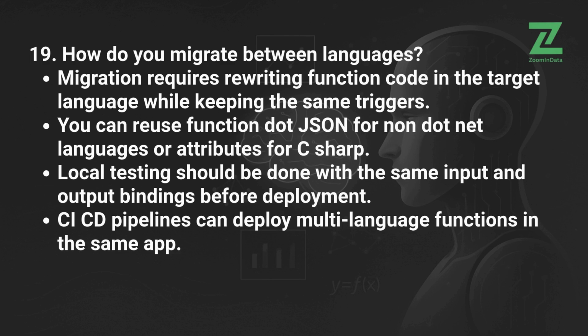19. How do you migrate between languages? Migration requires rewriting function code in the target language while keeping the same triggers. You can reuse function.json for non-.NET languages or attributes for C#. Local testing should be done with the same input and output bindings before deployment. CI/CD pipelines can deploy multi-language functions in the same app.